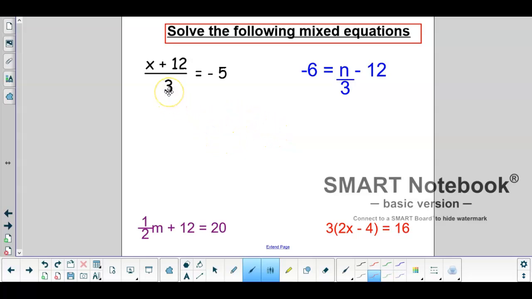The top one, just like the lesson you just watched, x plus 12 divided by 3 equals -5. Make sure you break it apart and then use your inverses to solve for x. The one in blue on the top right, this would be read as -6 equals n divided by 3 minus 12. Again, let's locate the variable here on the right side, start using our inverses to get n by itself. And then at the bottom, we have 1/2 times m plus 12 is equal to 20. Again, don't let the fraction scare you. You know the steps, add or subtract first, multiply or divide second.